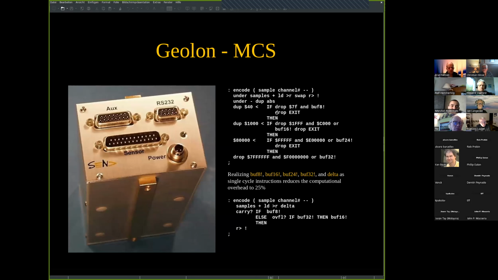And if the thing runs at, well, let's say 1 kilosample per second times 4 channels, this is clear that this is a bottleneck. And by realizing these 1, 2, 3, 4, 5 instructions, functions as microcore instructions, the whole encode game can be reduced to this expression, which is dramatically quicker. So with this, we were able to do the 1 kilosamples per second sampling rates.